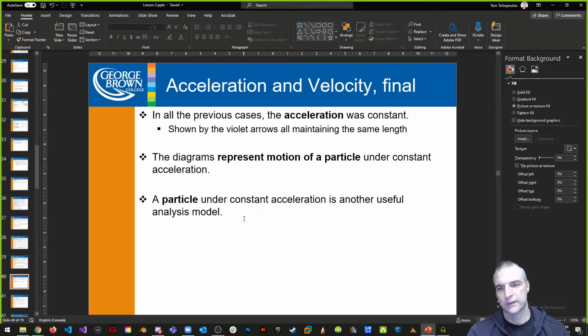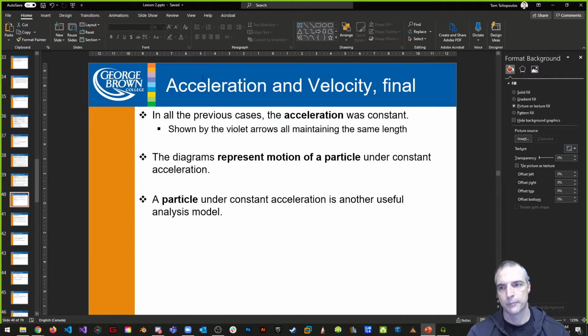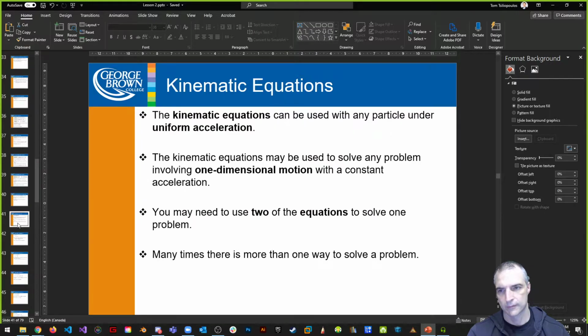So in all previous cases, the acceleration was constant, as shown by this violet arrow. And the diagrams represent motion of a particle under constant acceleration. Particle under constant acceleration is another useful analysis model. Because if we were going to try and figure things out about particles under changing acceleration, that would be a different model altogether. Our models are mostly going to be around constant acceleration.